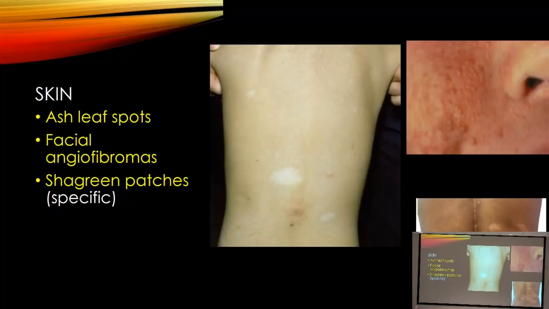But a more specific feature. So remember, for NF type 1, it's the Lisch nodules. For NF type 2, bilateral acoustic schwannomas. And here for tuberous sclerosis, shagreen patches, which are described as an orange peel kind of texture, classically in the lumbosacral spine. This is a patient that had scoliosis, obviously, and surgery here, but this is a shagreen patch.